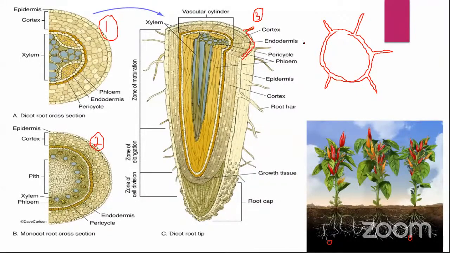Okay. Then from there we go to the cortex. Now this cortex part runs from here up to here. Now the cortex is packed with parenchyma cells. What you're seeing here, these are all parenchyma cells. In the middle, they're all parenchyma cells.